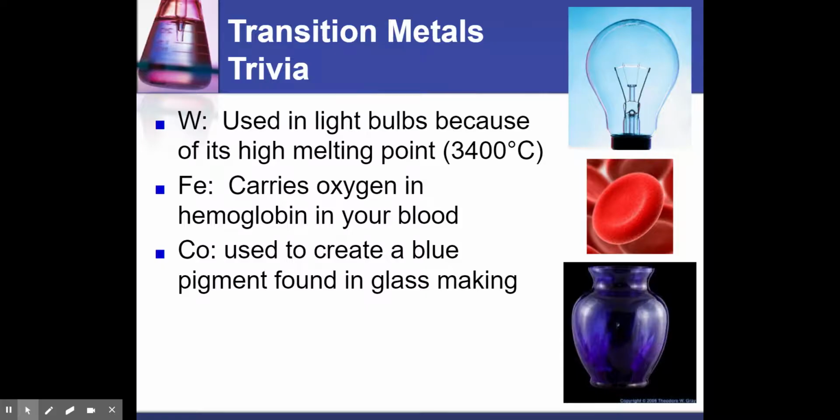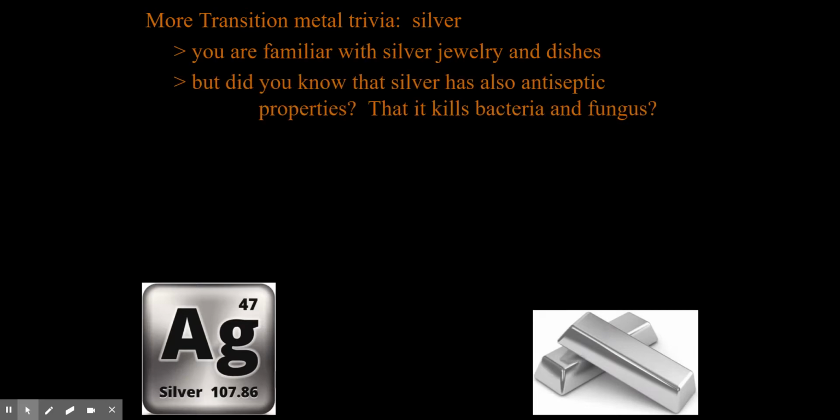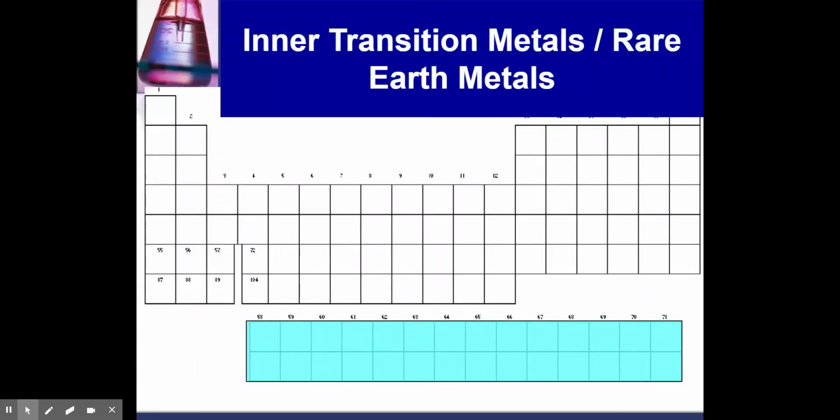Actually, interestingly, gold in glass will make a beautiful red glass also. Silver is in jewelry and dishes, but did you know that silver also has some antiseptic properties? It can kill bacteria and fungus. So there's some great stuff in Innovation Nation here where you can learn more about that. So again, if you want to take a look at that, go right ahead.